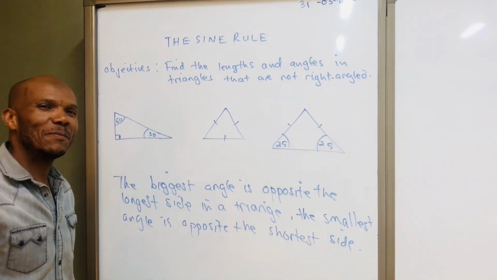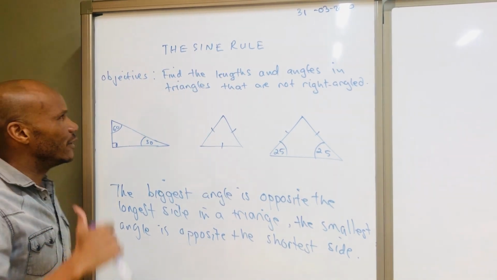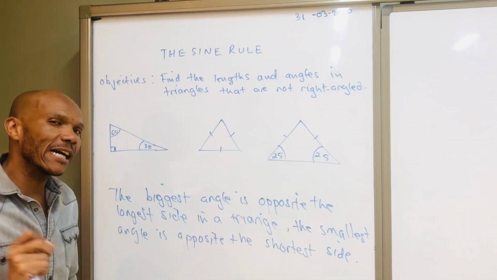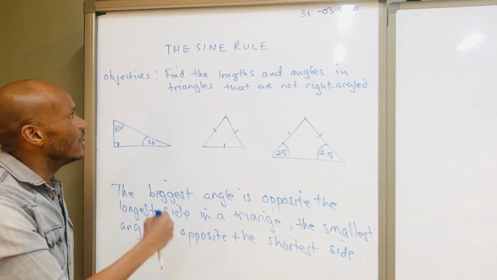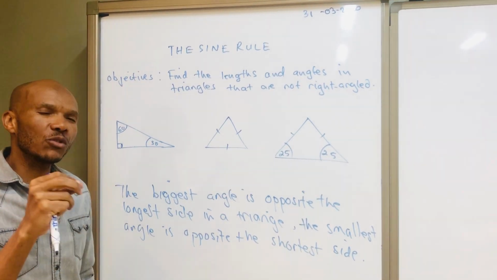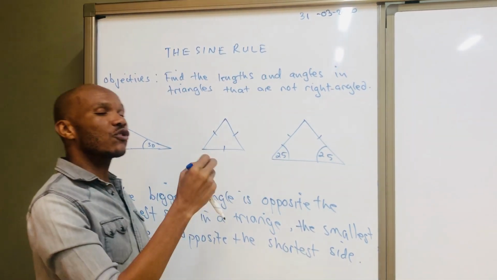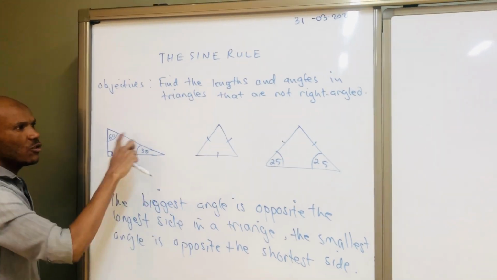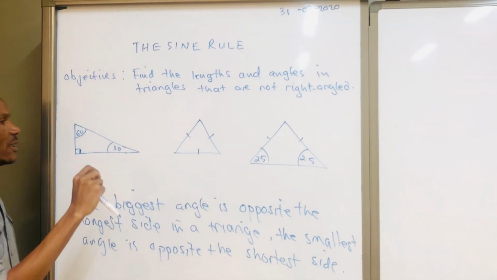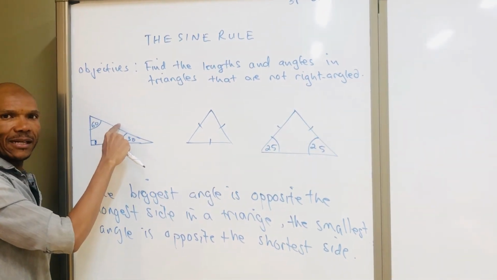All right. Yesterday we dealt with the area rule, and today I want us to look at the sine rule. At the end of this lesson, we should be able to calculate the lengths and the angles of triangles that are not right angled. But I want us to look at the relationship of the angle and its opposite side.